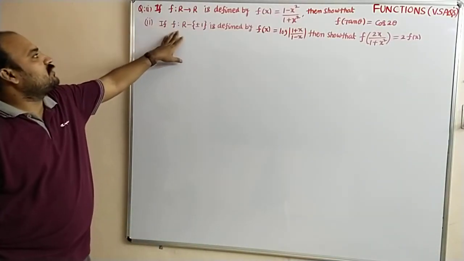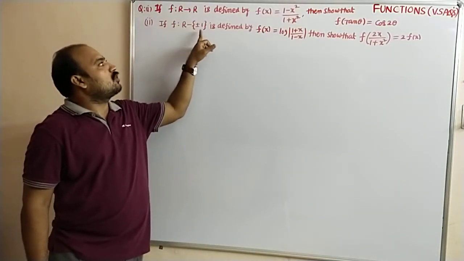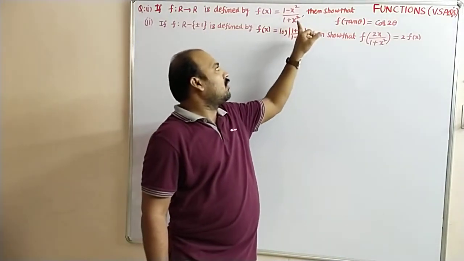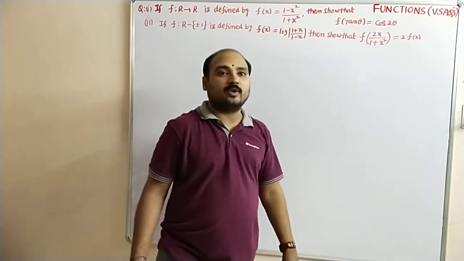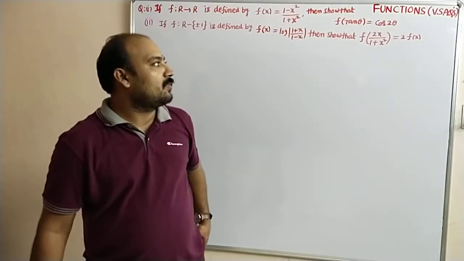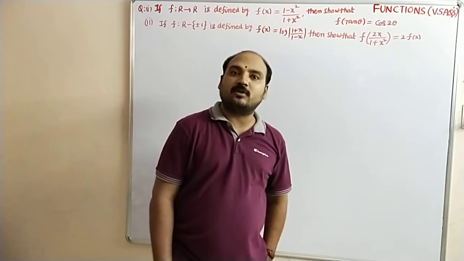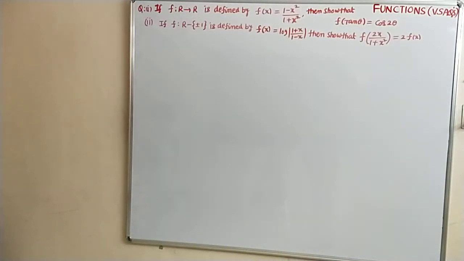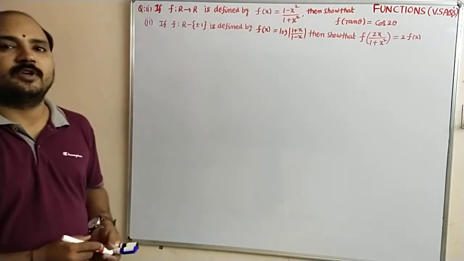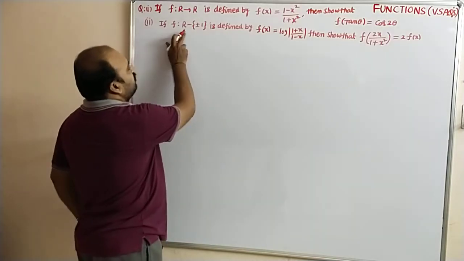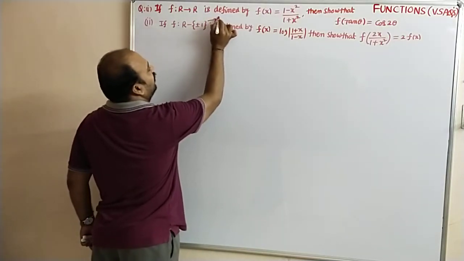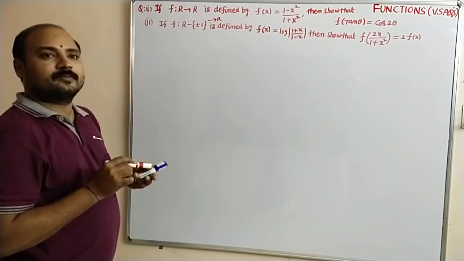Second question: f is defined from R minus plus or minus 1 to R by f of x equal to log of 1 plus x by 1 minus x. Then show that f of 2x by 1 plus x square equal to 2 times f of x. In the first question also, f is from R minus plus or minus 1 to R. I forgot to write that.